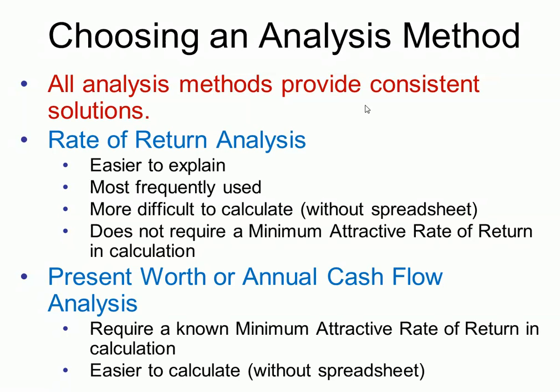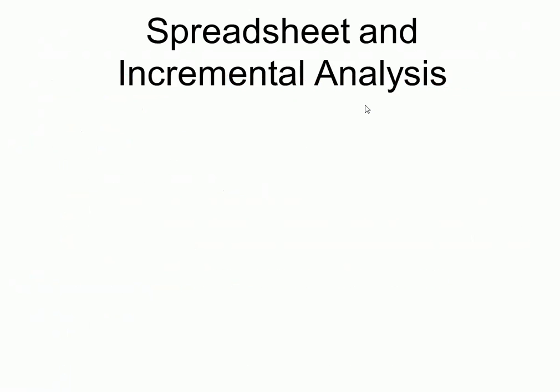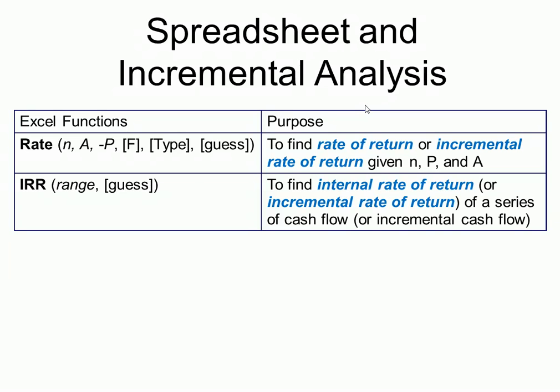And in terms of using present worth or annual cash flow analysis, these methods require a known minimum attractive rate of return for calculation, but on the other hand, they are easier to calculate without using Excel. So now let's take a look at using Excel and discuss some functions that could be useful in incremental analysis. And these are basically 2 functions.